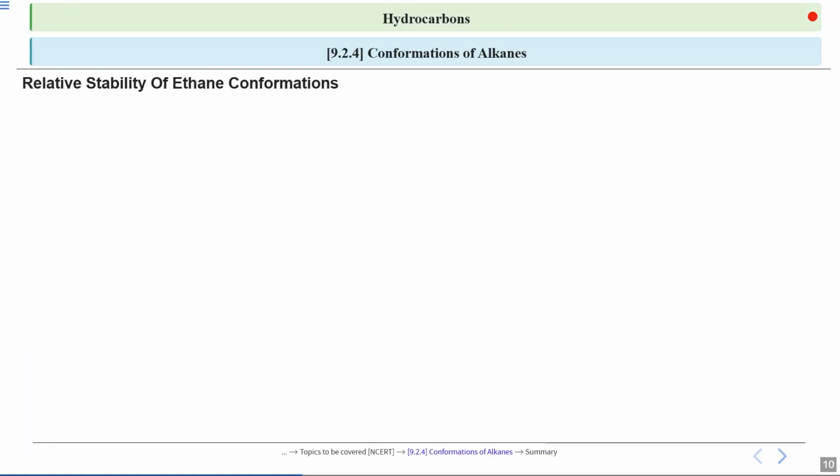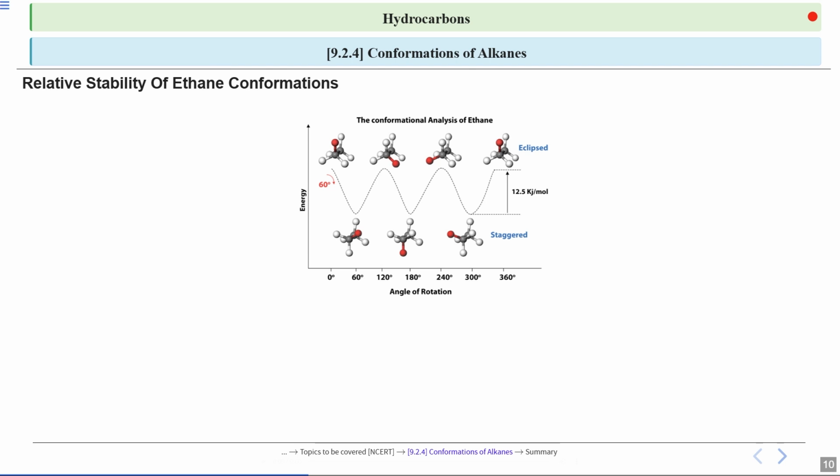Starting with the first one, what is the initial phase of the molecule? The first phase is the eclipsed conformation, from where we have started. It is the least stable conformation because you can see in the rotation profile that whenever the molecule is in the eclipsed conformation, it has the highest energy in the case of ethane.